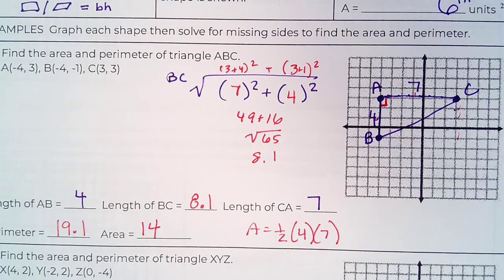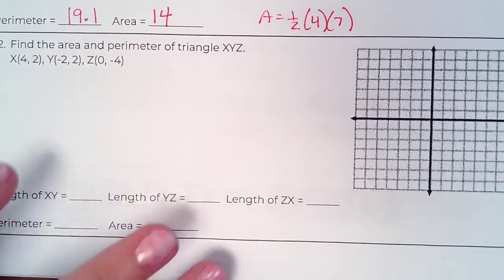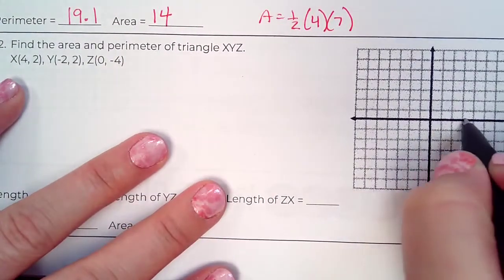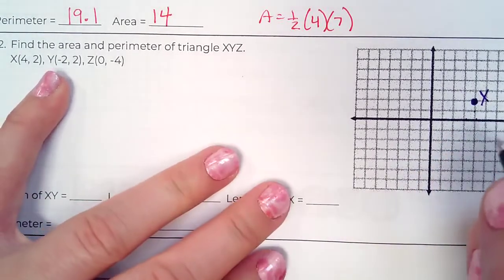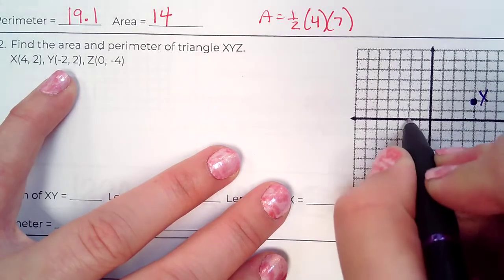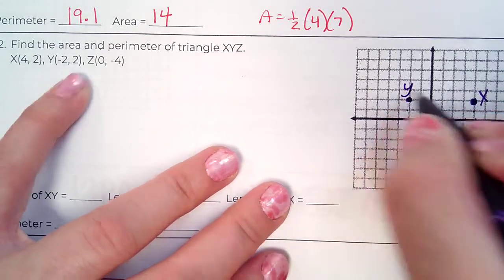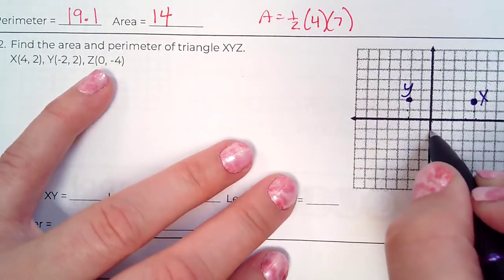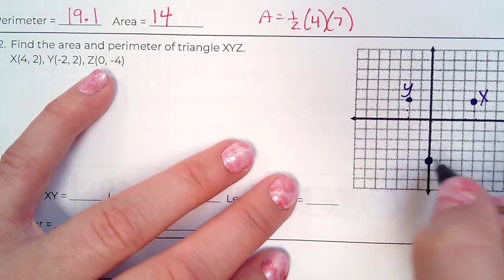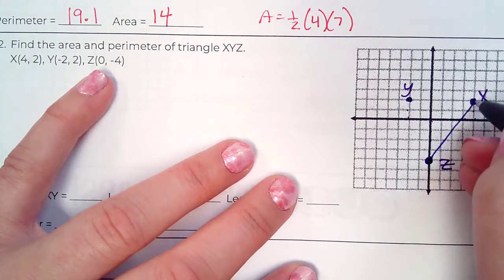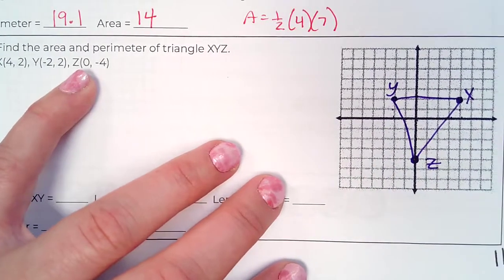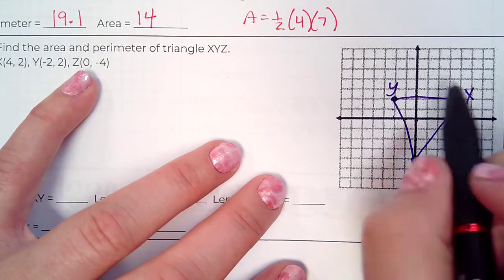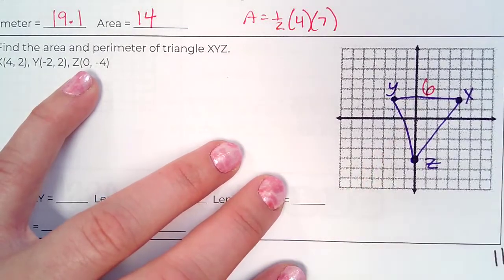Number 2, find the area and perimeter of triangle XYZ. So graphing these points, we have 4, 2. So right 4, up 2. There's X. -2, 2. There's Y. And Z, 0, -4. X, Y, Z. Okay. So XY is an easy one. Length of 6.